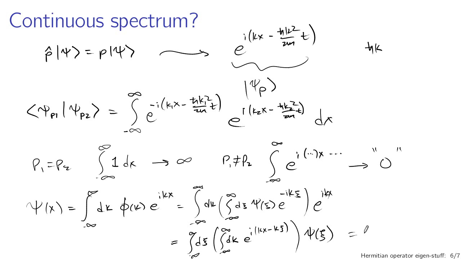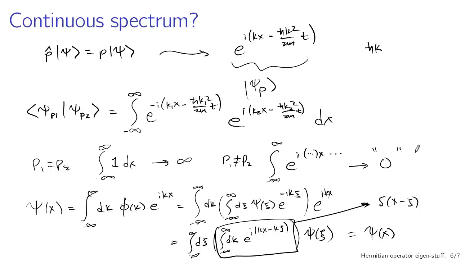Now, if this whole thing is going to be equal to psi of x, this expression right here should look familiar. What function gives me psi of x when multiplied by psi of a dummy variable and integrated over the dummy variable? This function here. We have a name for it. It's delta of x minus xi, or xi minus x.